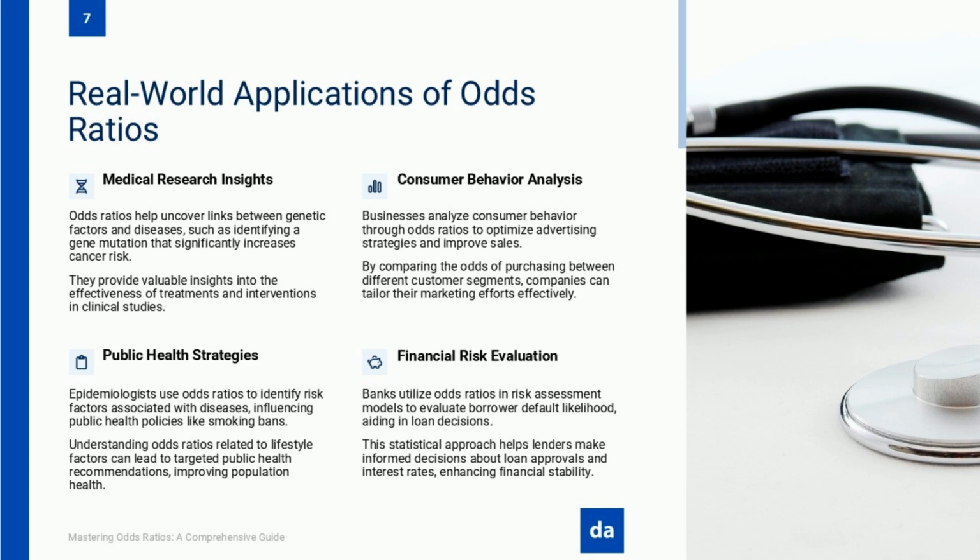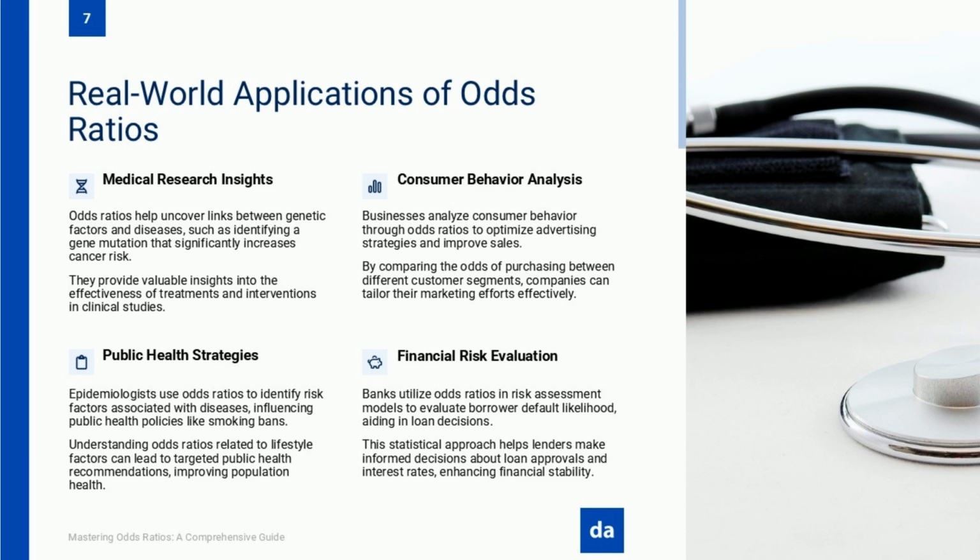The financial sector also harnesses the power of odds ratios, particularly in risk assessment models for lending decisions. Banks and other financial institutions use these ratios to evaluate the likelihood of borrower default. By comparing the odds of default between different borrower profiles, lenders can make more informed decisions about loan approvals and interest rates. This statistical approach provides a nuanced understanding of risk factors associated with lending, potentially reducing defaults and ensuring a healthier financial ecosystem.